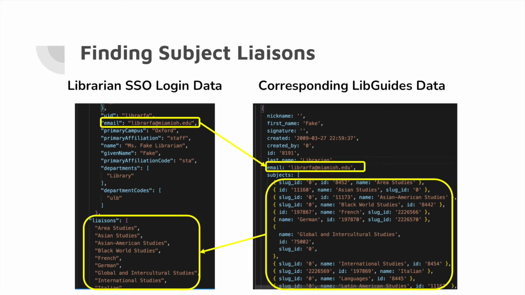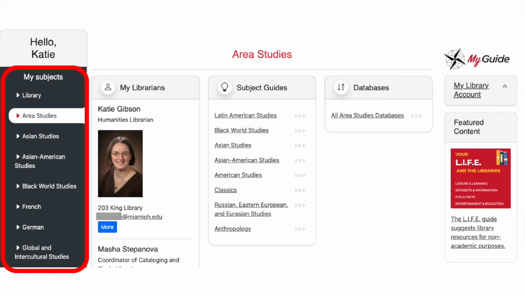At login time, we capture the user's email address and then query the LibGuides subject information to find all the subject areas for which a user with that email address is listed as the expert in LibGuides. Then we add those subject areas to the librarian's display.